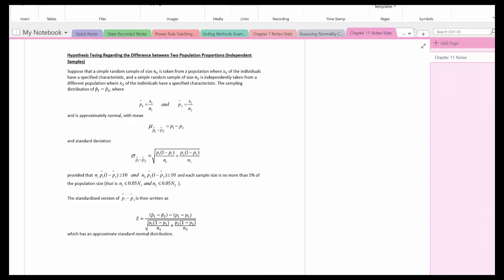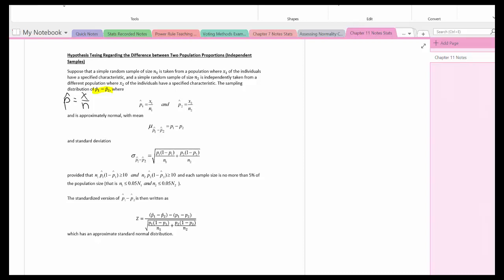Okay, hypothesis testing regarding the difference between two population proportions. Again, we're referring to independent samples. So, suppose a simple random sample of size n1 is taken from a population where x1 of the individuals have a specified characteristic, and a simple random sample of size n2 is independently taken from a different population where x2 of the individuals have a specified characteristic. The sampling distribution of p hat 1 minus p hat 2 is given. Now remember, we talked about earlier that p hat is equal to x over n. So we can see where p hat 1 and p hat 2 come from.